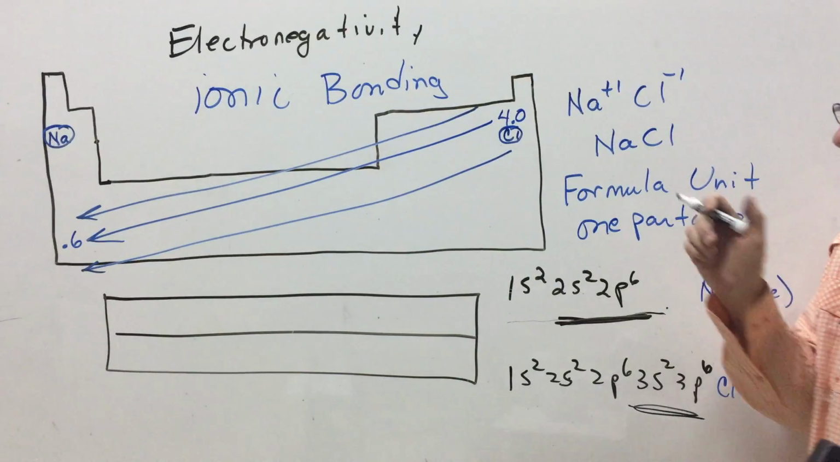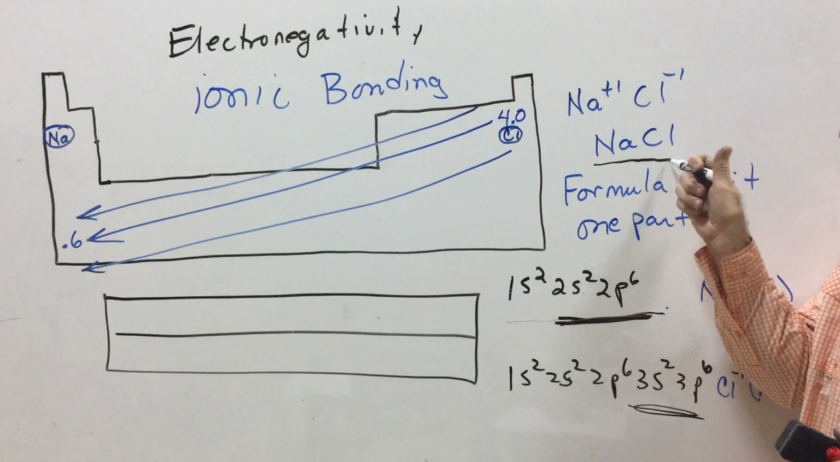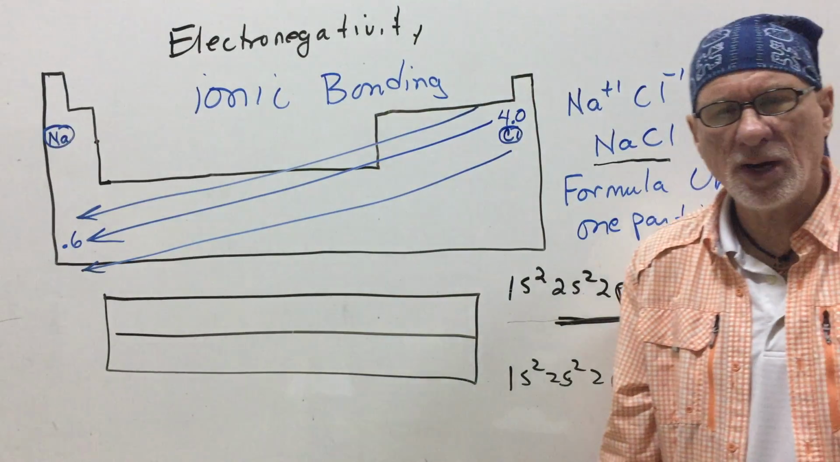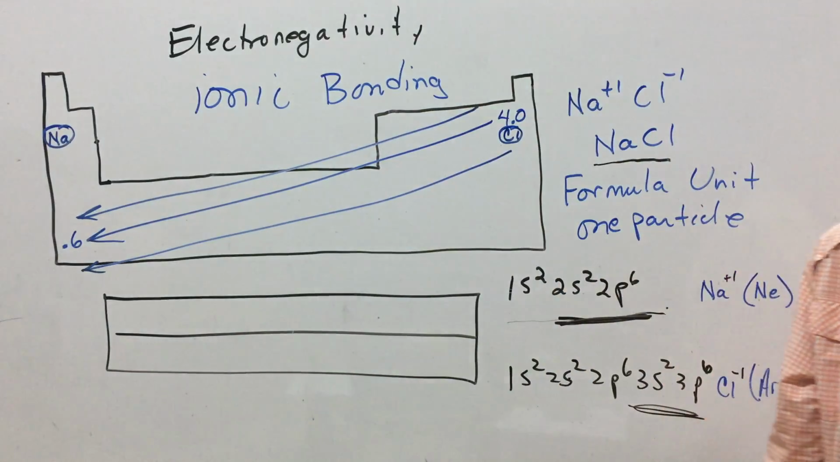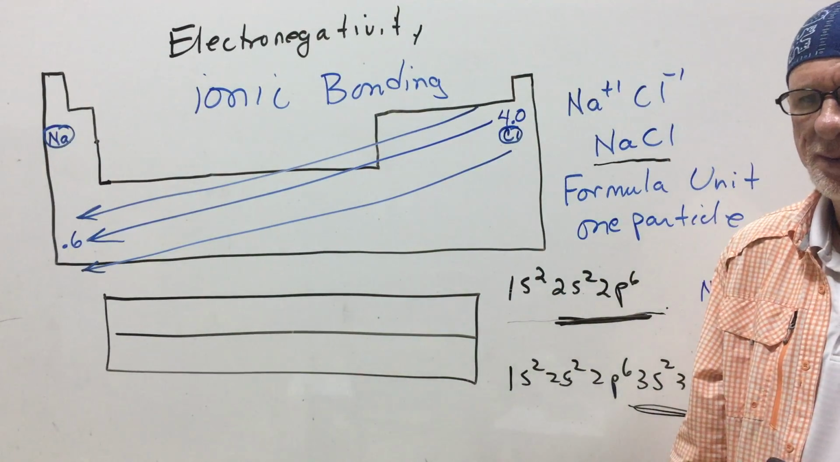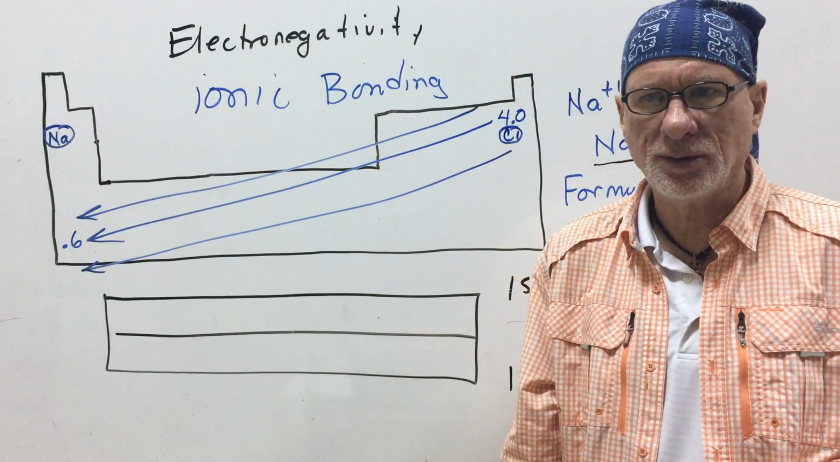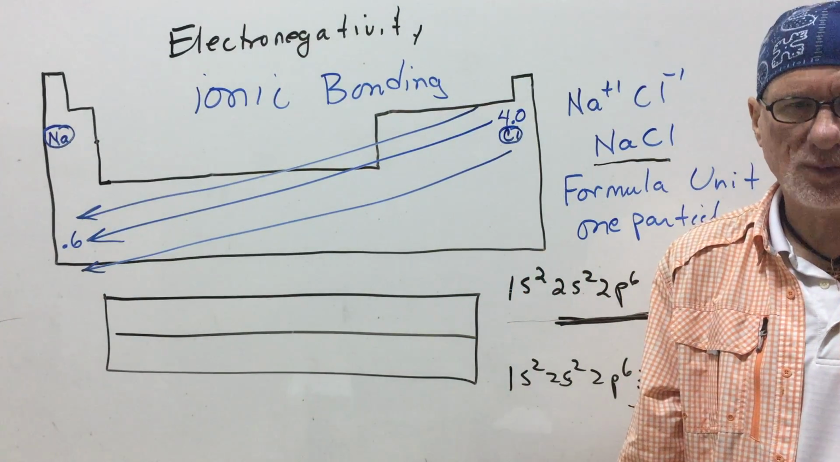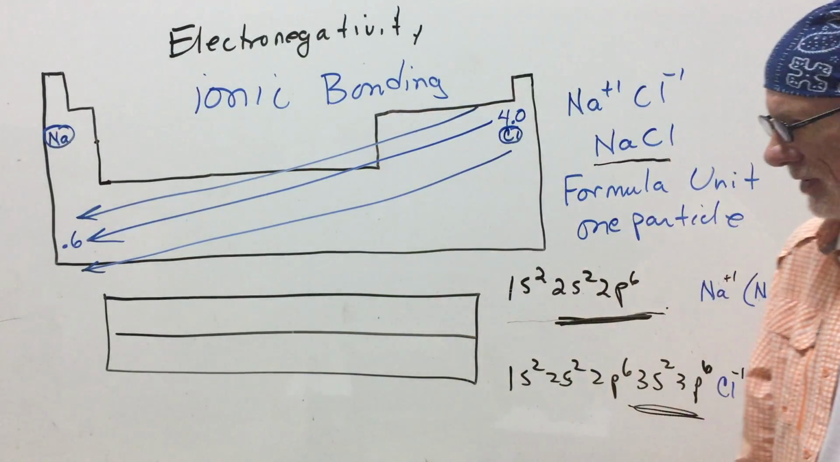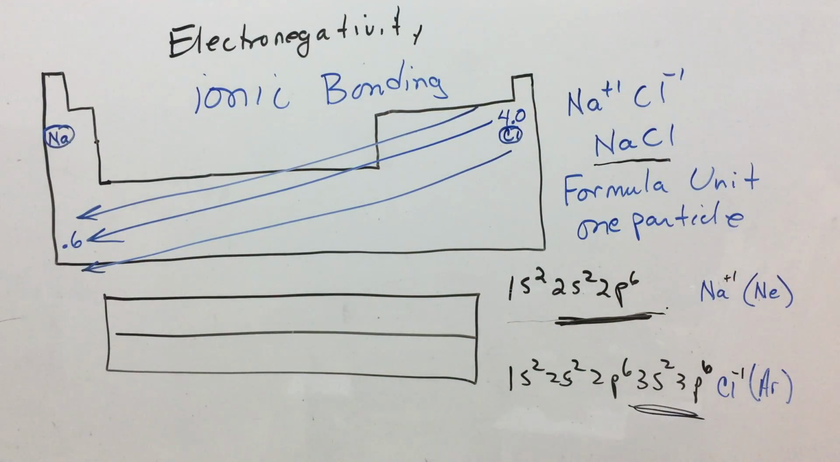And each particle, there's that word particle again, each particle is called a formula unit, not a molecule. A molecule is a particle where you have covalent bonding, and we'll talk about that in the next short film. Okay, so that's really it.